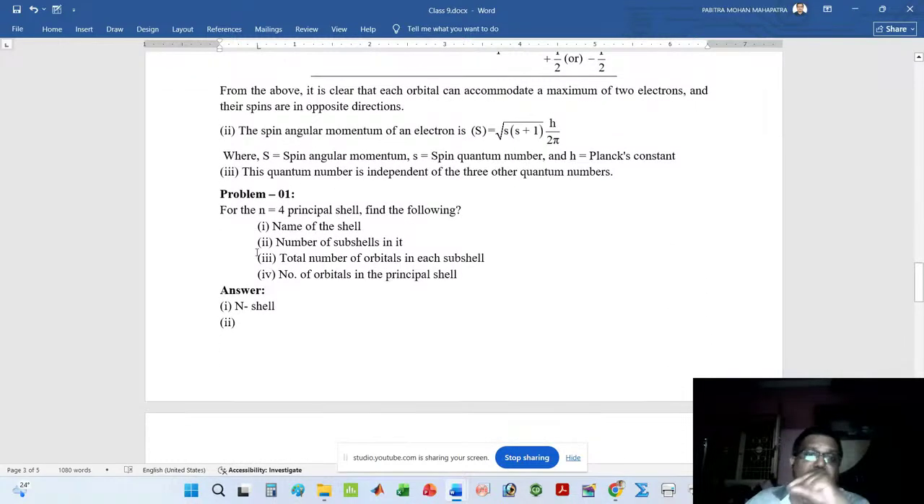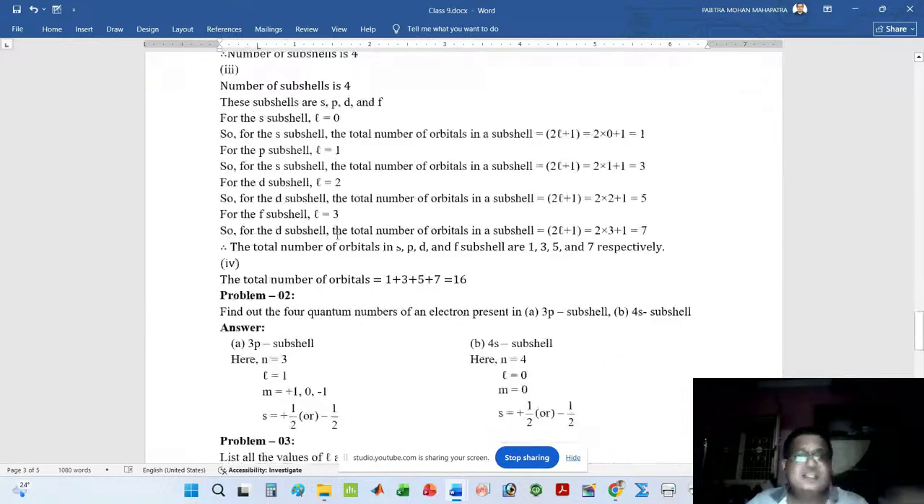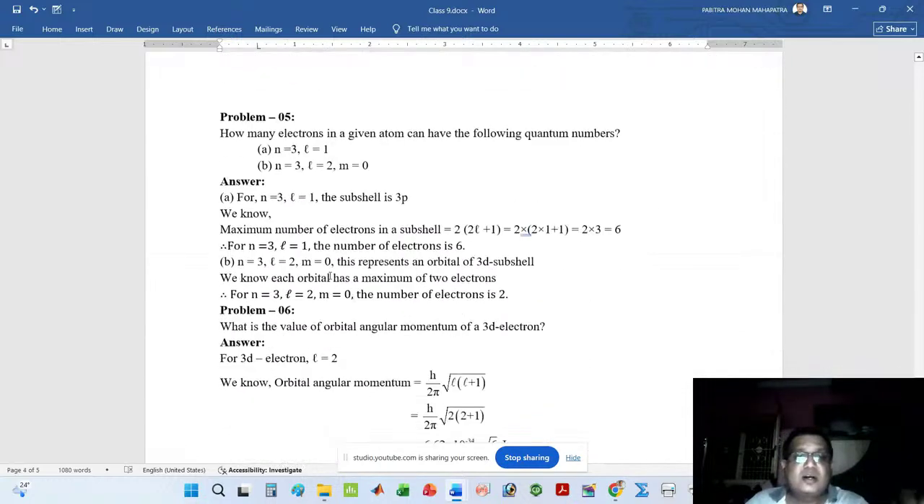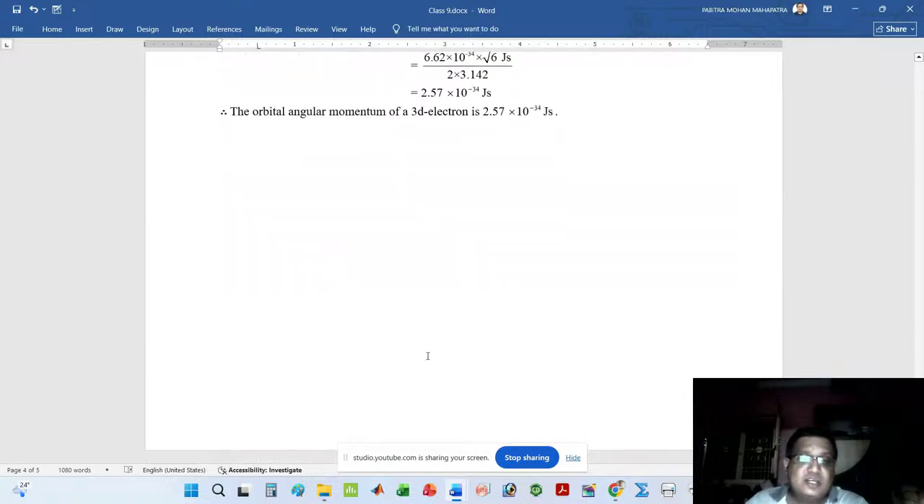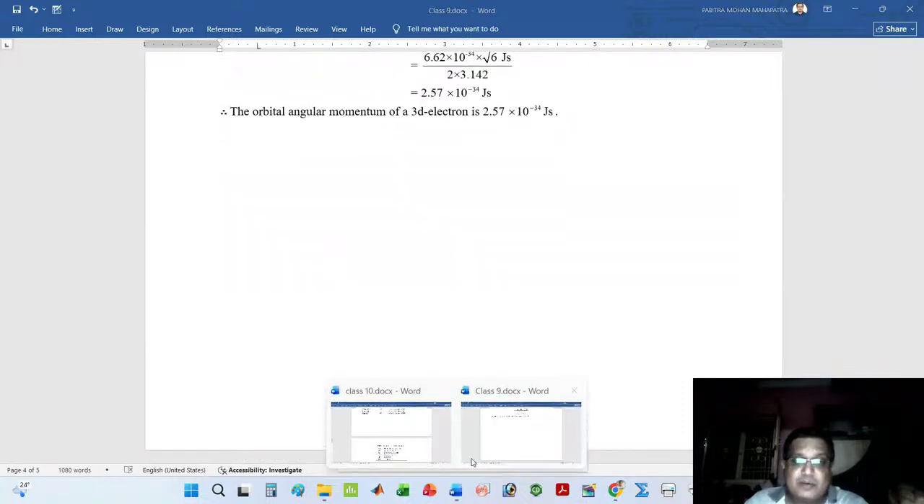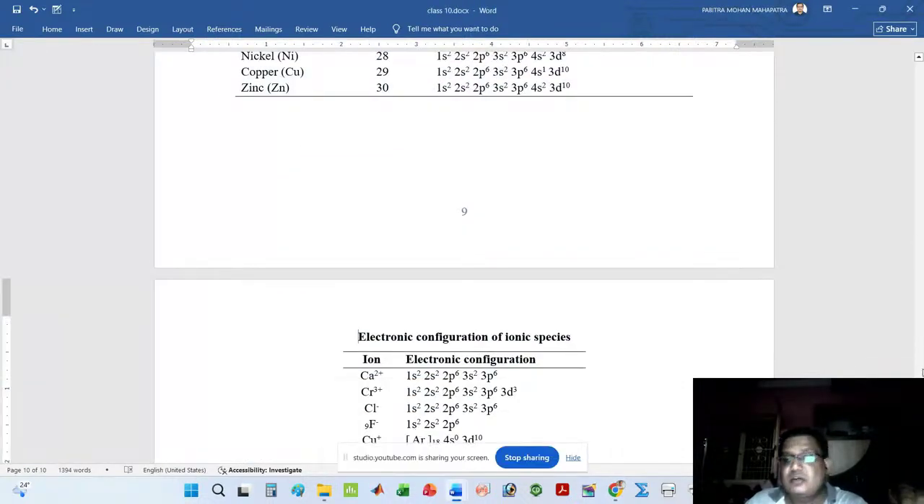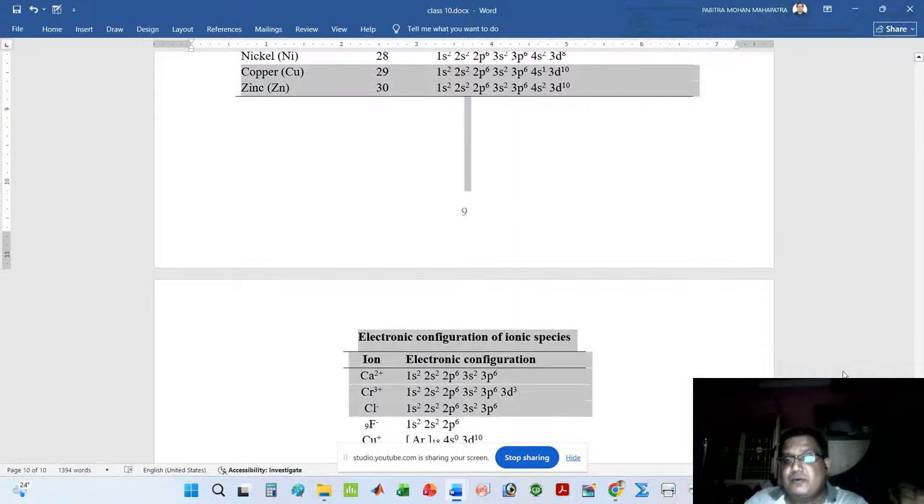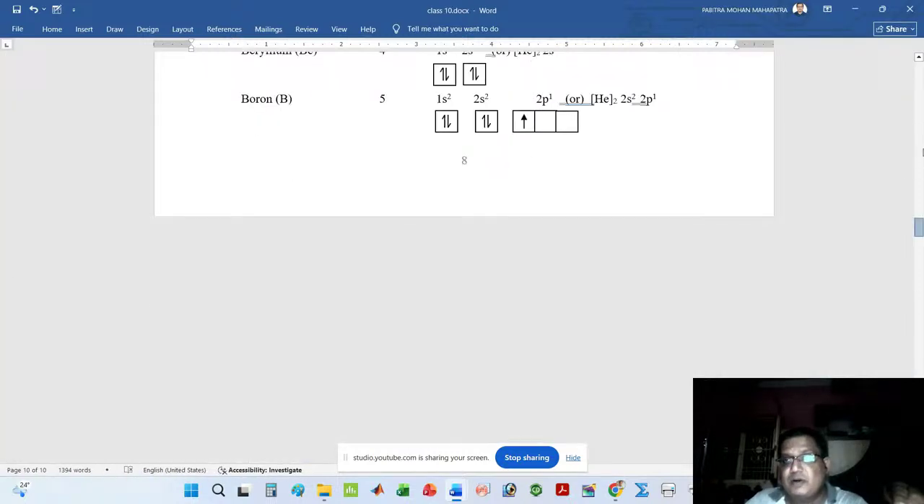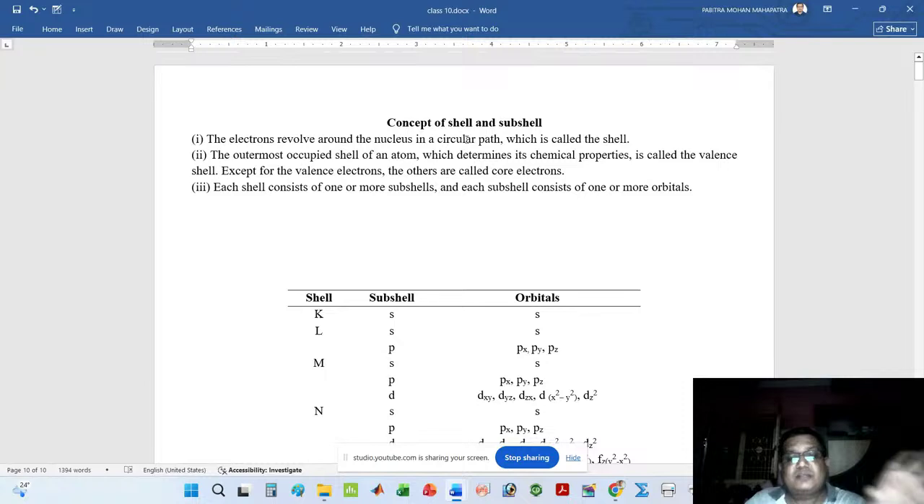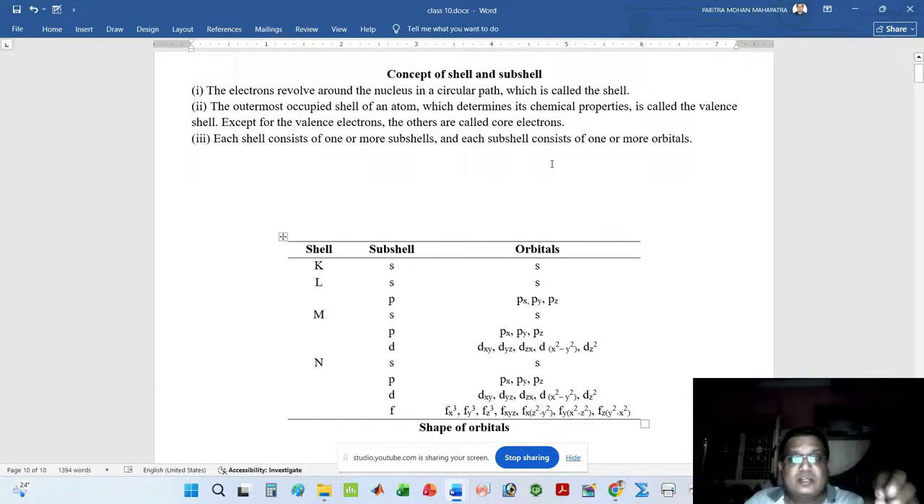Next, I have also completed a few problems regarding the azimuthal quantum number. These are some problems I have already discussed. In this class, I will explain a new concept, that is the shape of different subshells, shape of shell and subshell, and we will also think about the shape of different orbitals.